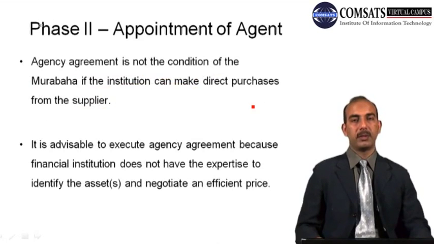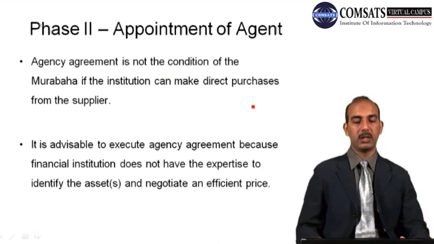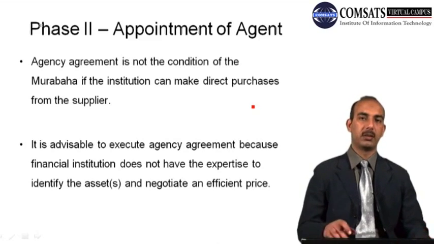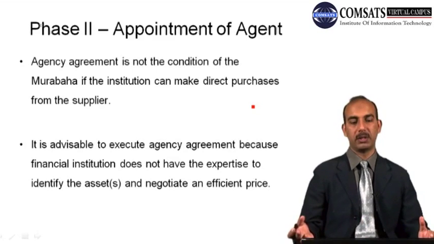And under phase 2, the appointment of agent, it needs some documentation also. So the agency agreement is not a condition of Murabaha if the institution can make a direct purchase from the supplier. So an agency agreement is not required if the bank can directly purchase from the vendor.